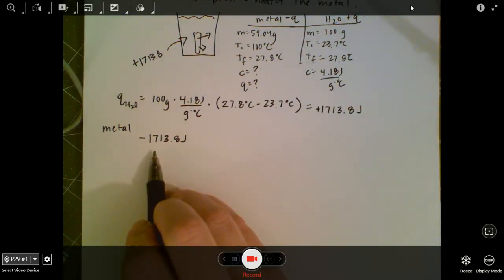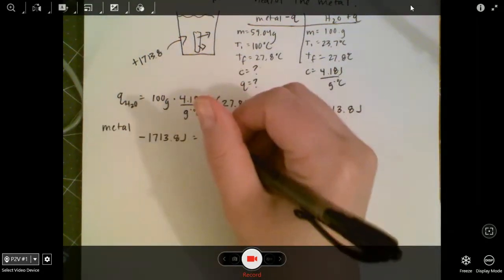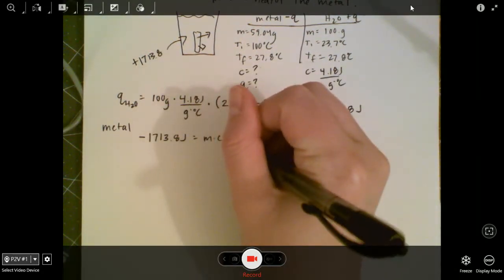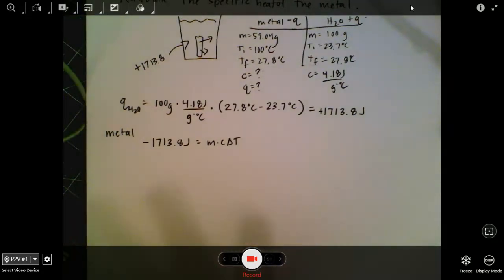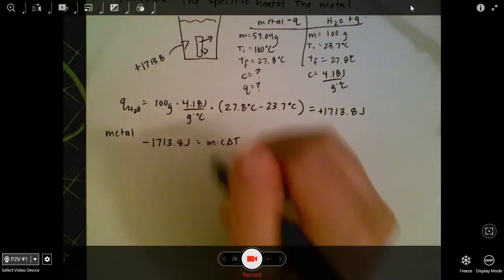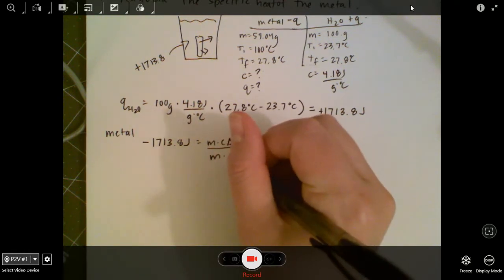So in this case, the negative value is equal to MC delta T. And you know I like to solve this first. I probably shouldn't have put this in here, but it would have ruined the dramatic effect. So I'm looking for specific heat. So I'm going to divide both sides by M and delta T.